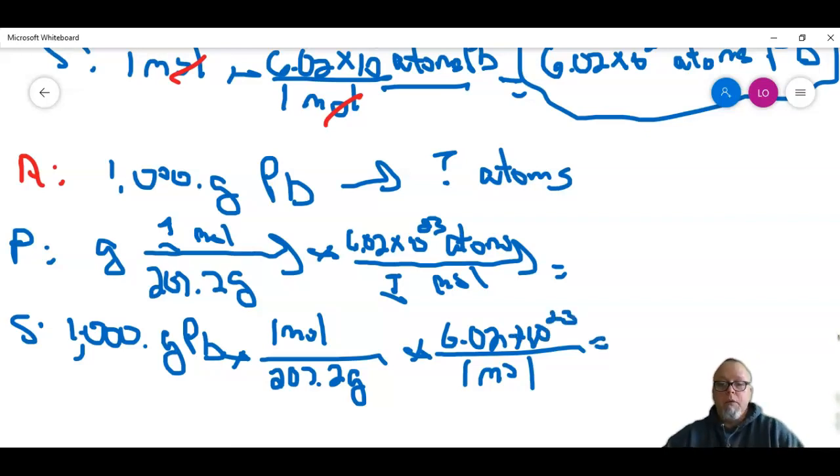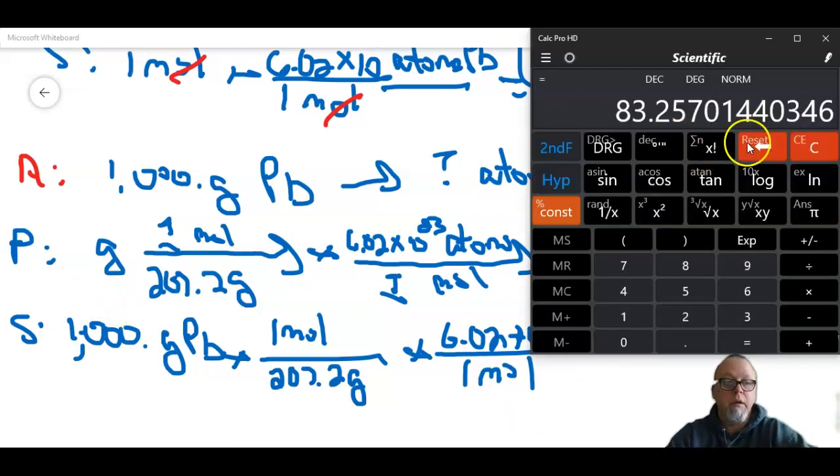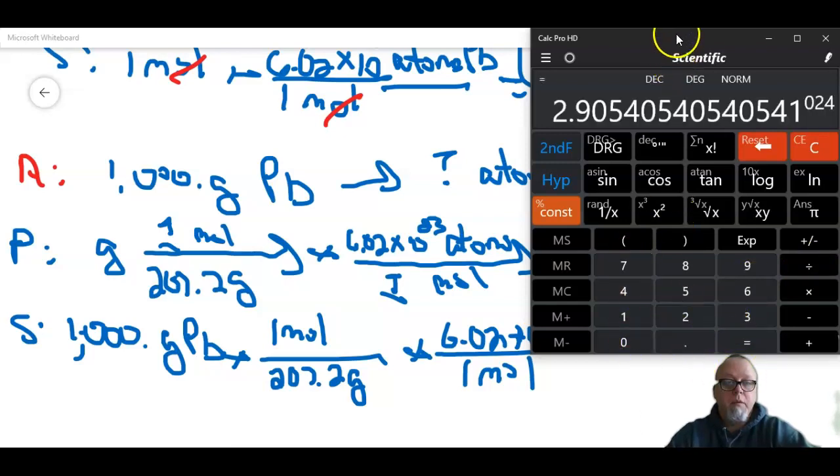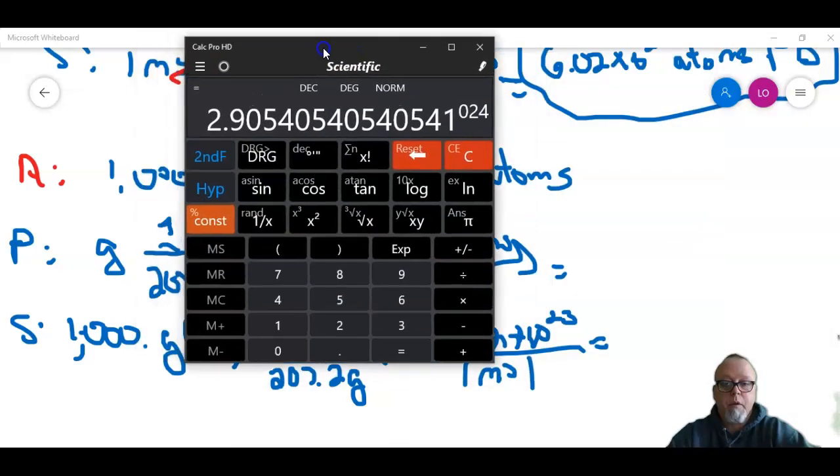And that equals what? So we just take out our trusty calculator, and it is 1,000, well, let's do it the other way. 1,000, I like to do it out. 1,000 times 6.02 times 10 to the 23rd. And then we'll do our division, 207.2. And that equals what?